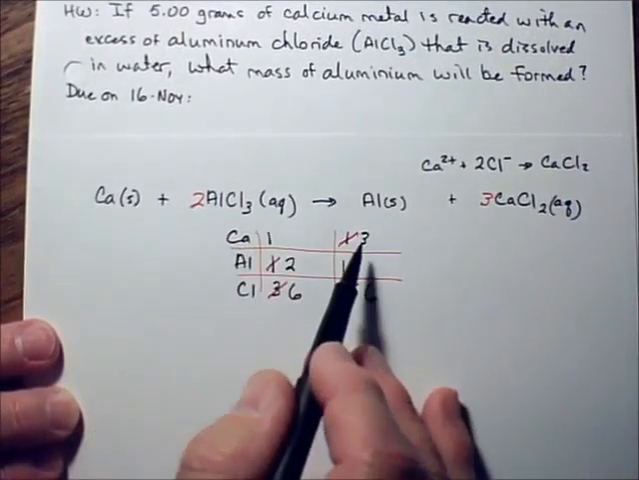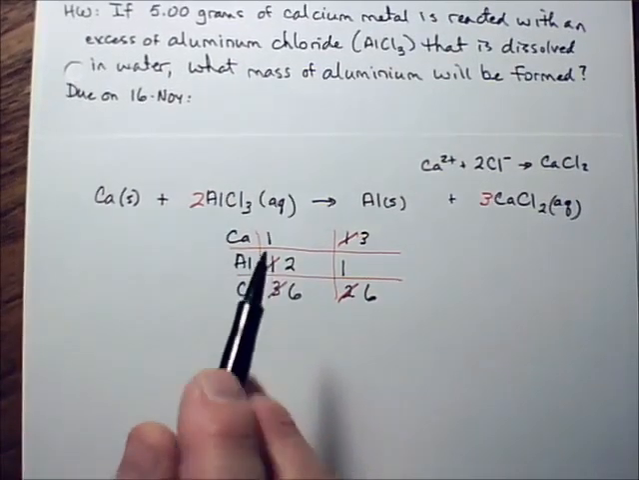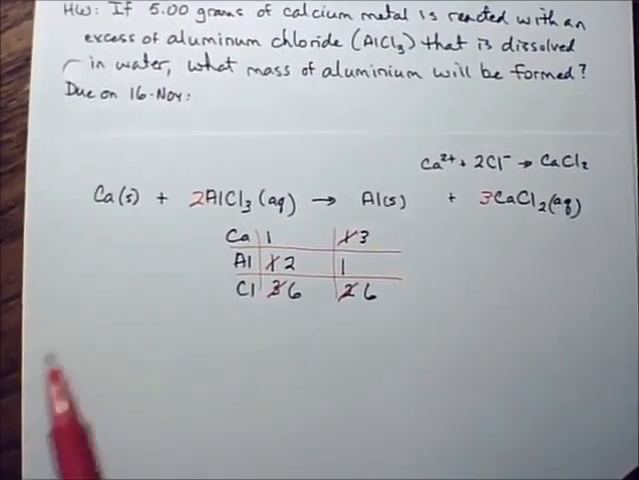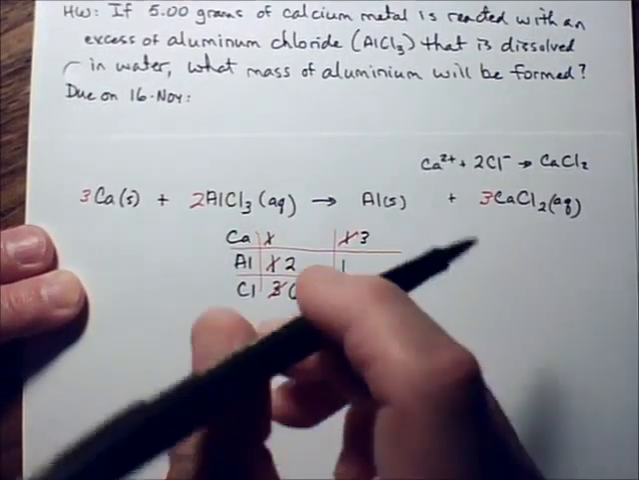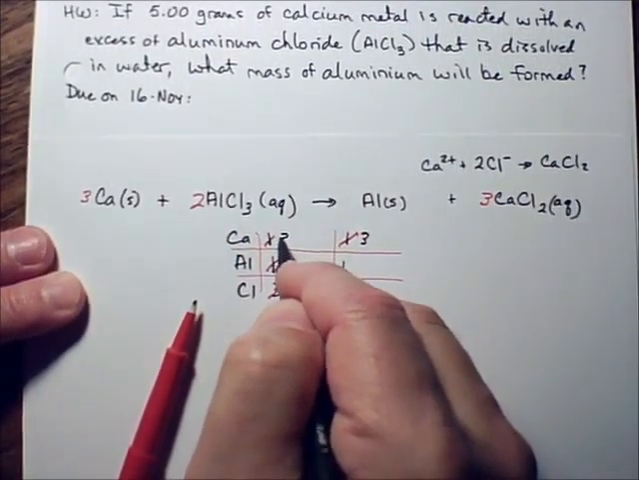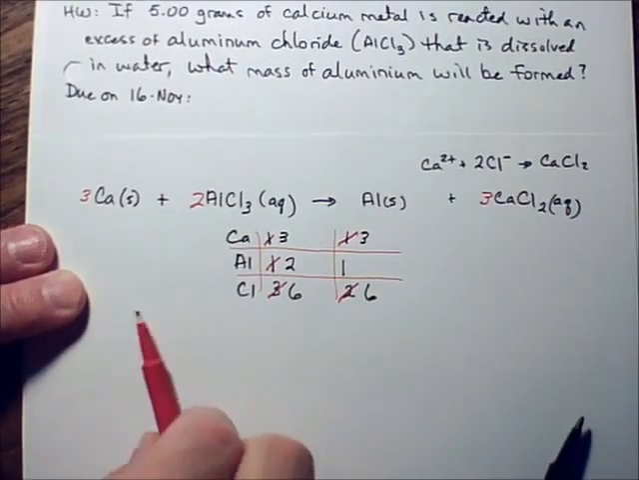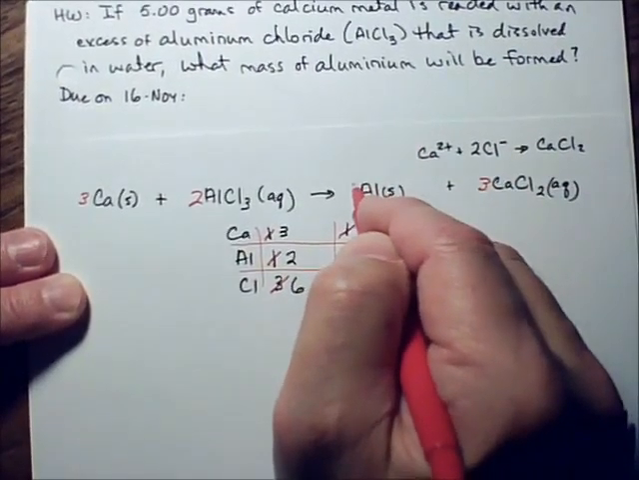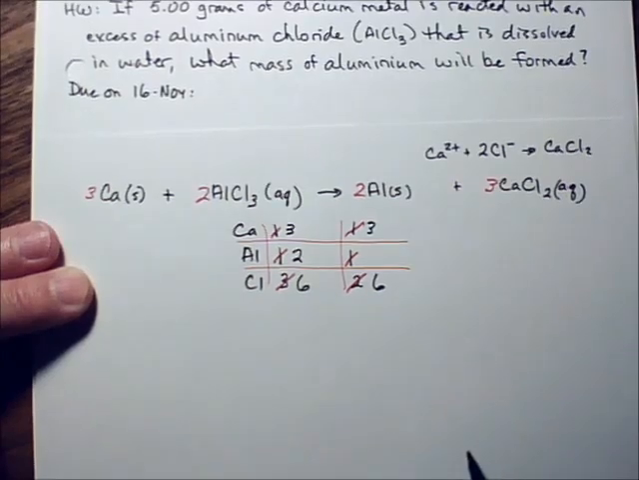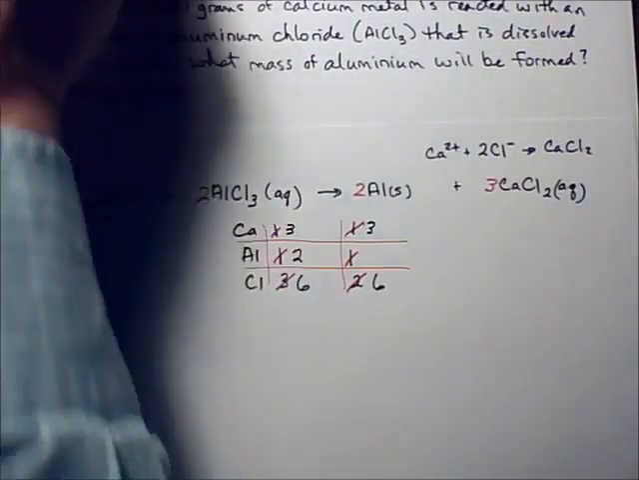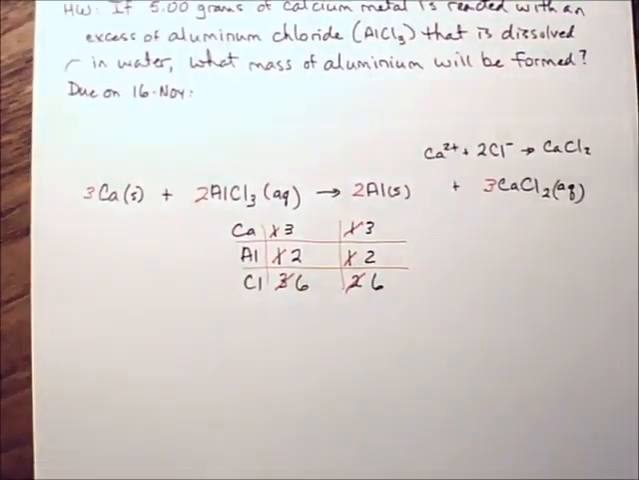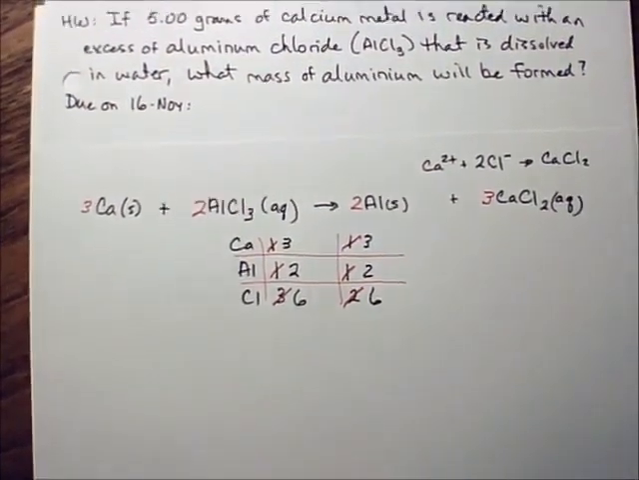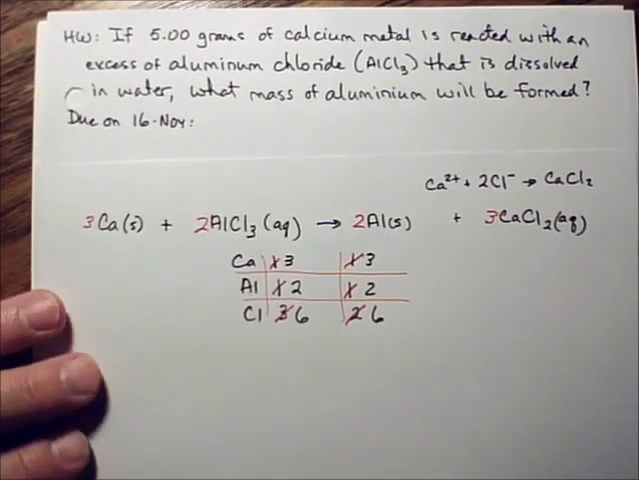Now we need to get our calciums balanced because I just unbalanced it. We need to put a 3 in front of the calcium. It's going to give us a calcium count of 3. And over here we need to put a 2 in front of the aluminum, and that will get the aluminum numbers to be the same. And so our equation is balanced. All right, so now we're ready to start with some calculations.